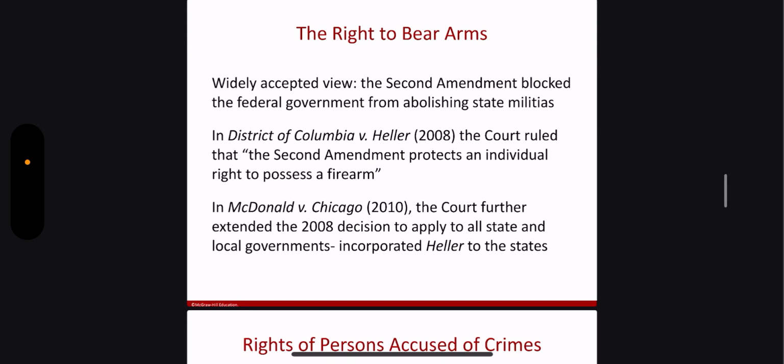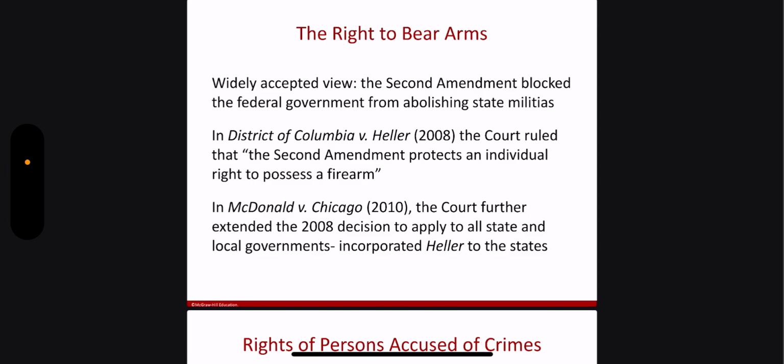We'll skip that one. Then we have the right to bear arms. So obviously, Second Amendment, we know what it means. It's exactly what it says it is, but the court has only talked about it twice. Okay, in 2008 and in 2010. So in 2008, in District of Columbia versus Heller, basically the court ruled that the Second Amendment protects an individual's right to possess a firearm. So for the very first time, basically it says that the Second Amendment, in fact, does protect this idea of the actual possession of a firearm.